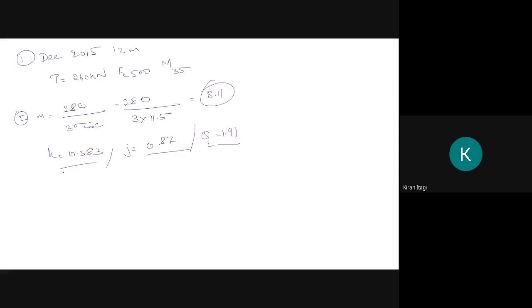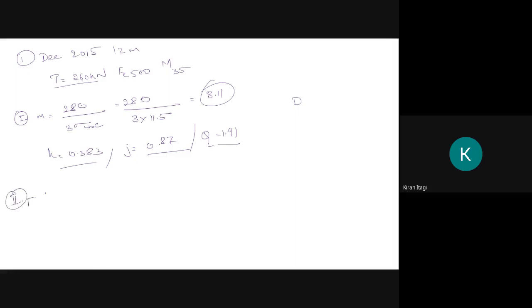Then we have to go for the determination of, see here we are not required to determine the dimension also, because he has directly given the hoop tension. So T he has given.